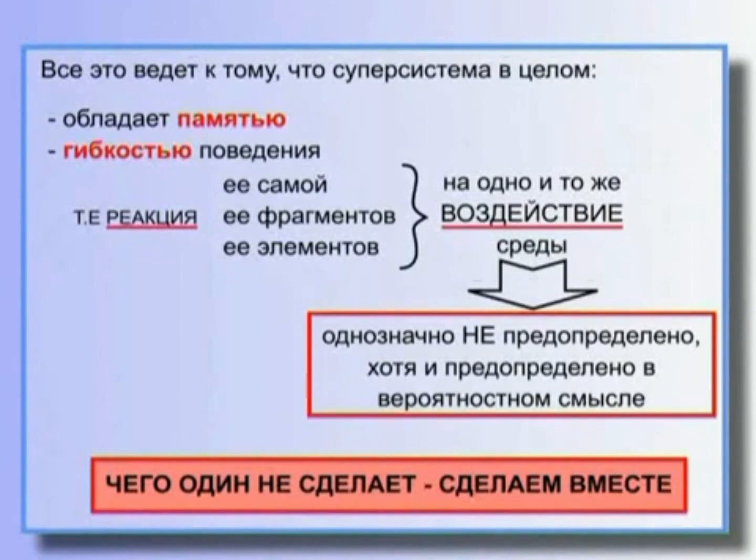It possesses flexibility of behavior. That is, the reaction of the super system itself, its fragments, its elements to the same environmental influence, is not definitively predetermined, although it is predetermined in a probabilistic sense. That is, generally speaking, the slogan is very simple. Here it is drawn. What one cannot do, we will do together. That is how we should organize the life of the super system. And since we have already talked about this, it is actually simpler. We can discuss all of this without drawings.